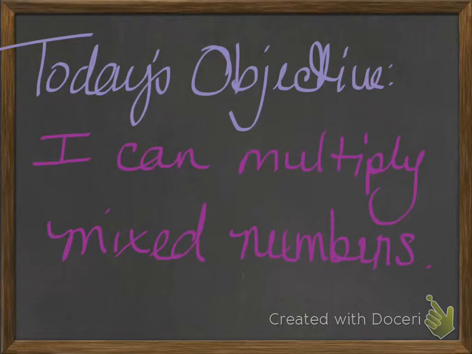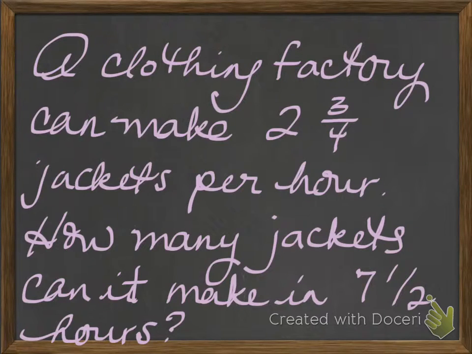Today's objective is I can multiply mixed numbers. So we've been working on multiplying fractions. Today we're going to multiply mixed numbers together. Here's our first problem. A clothing factory can make 2 3/4 jackets per hour. How many jackets can it make in 7.5 hours?